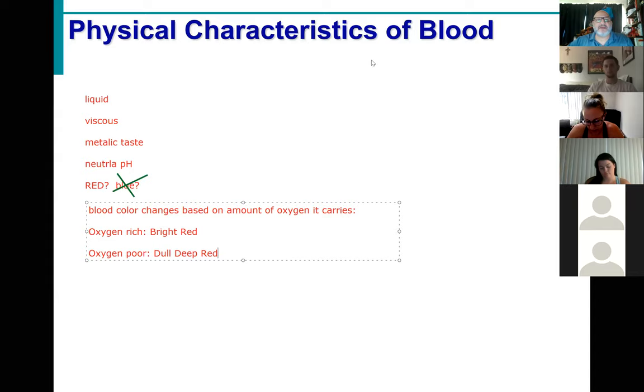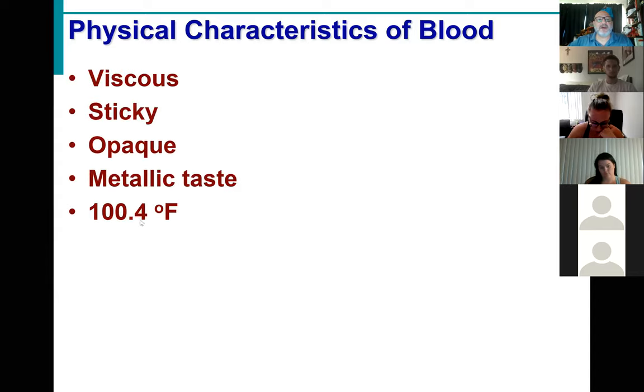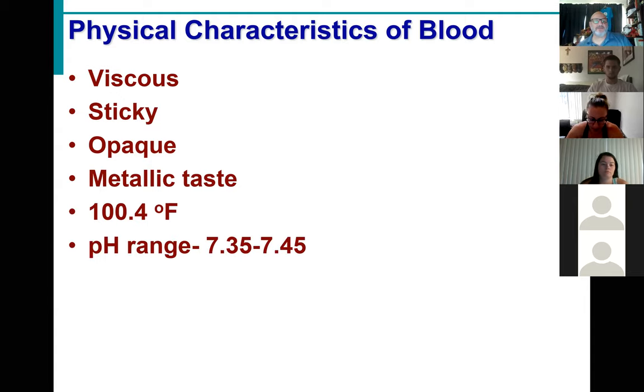Let's take a peek at what we came up with. Viscous, sticky, opaque, metallic taste. Ah, that's the one you guys forgot. Warm, right? If you cut yourself and that blood comes on your hand, it has a warm temperature to it. Typically, your blood is 2 to 3 degrees warmer than your core body temperature. It's because it's transporting that heat. That's why if we were to run around the room 16 times, your blood vessels on the skin would dilate to radiate that excess heat out.